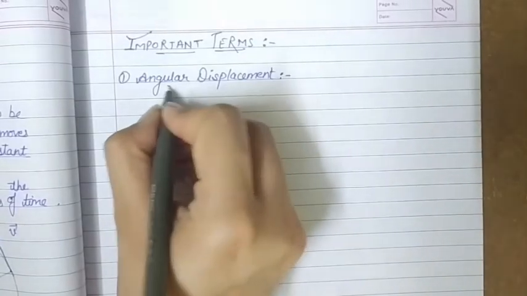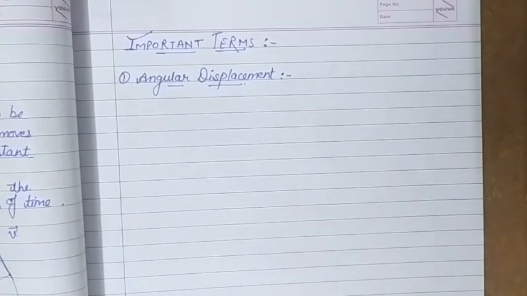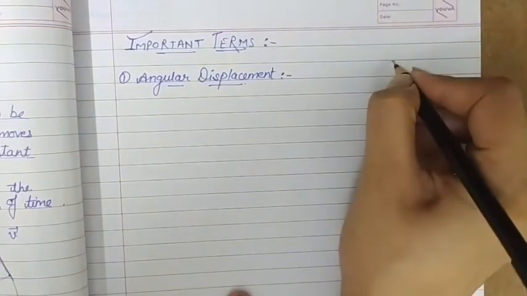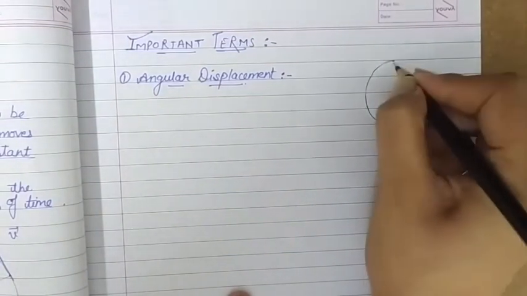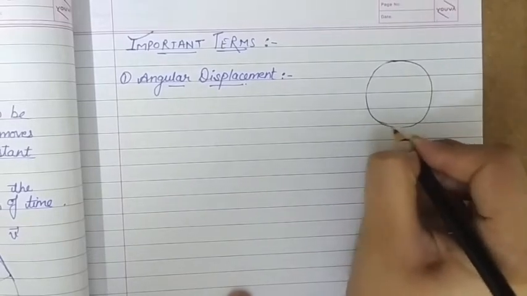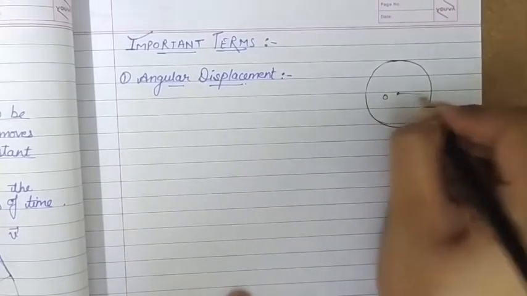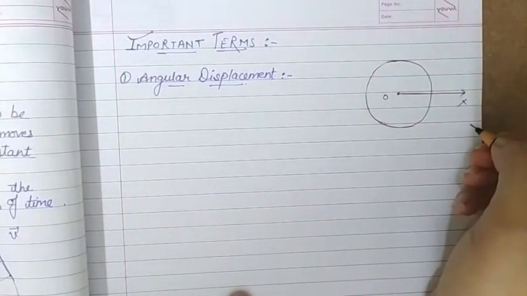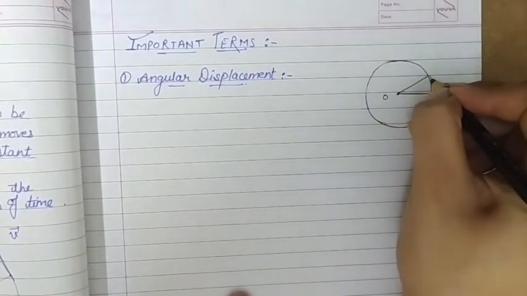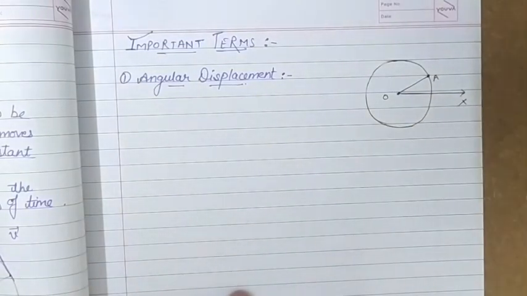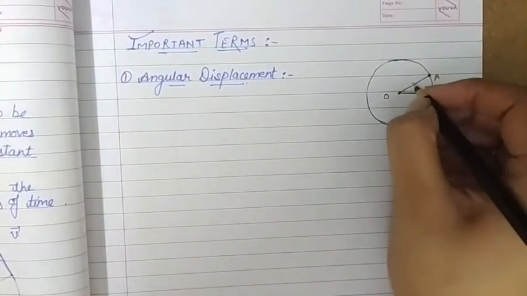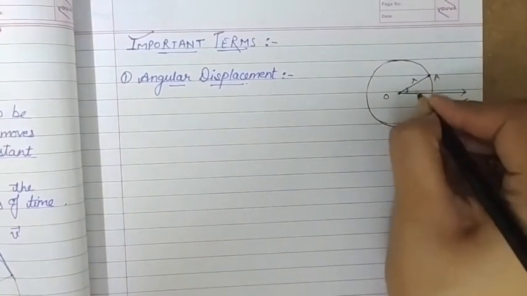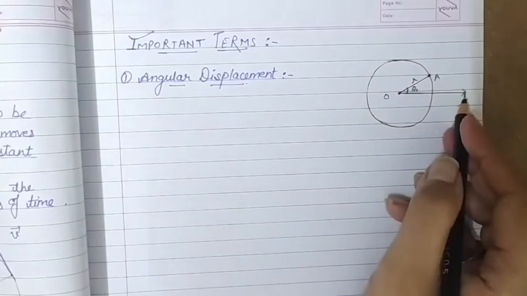Displacement gives us the change in position of the particle. Since now we are studying circular motion, so the particle is moving on a circular path, that's why the term angular displacement is introduced here. Suppose the particle is moving along this circle having center at O, and this is the reference axis. Now at time t1, particle is at some point A having distance r and making angle theta 1 with the reference axis.